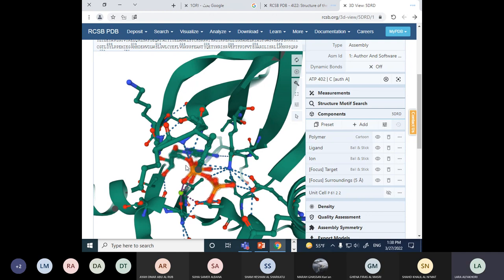Now when we say conserved amino acid, do you know what we mean by that? Conserved, meaning preserved. In other words, if you would look at all of the kinases, structure wise.